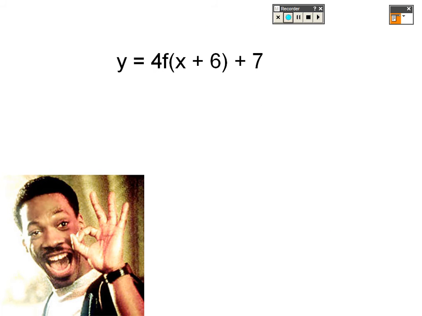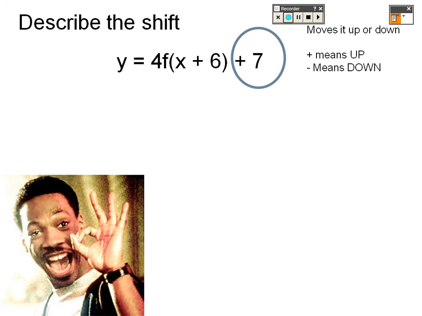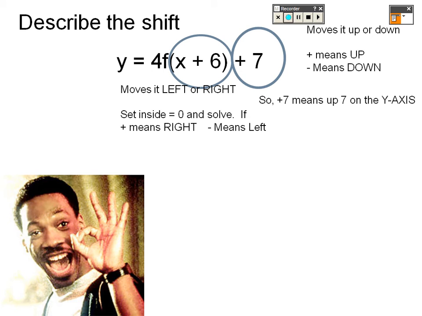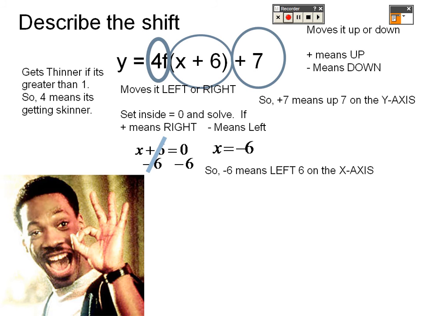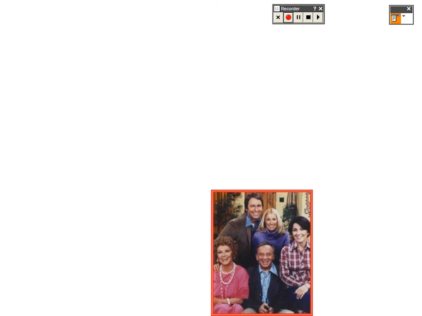This right here, this one, I'm moving up 7 on the y. I'm moving left 6 on the x. And that 4 means it gets skinnier vertically. It means it's getting skinnier.